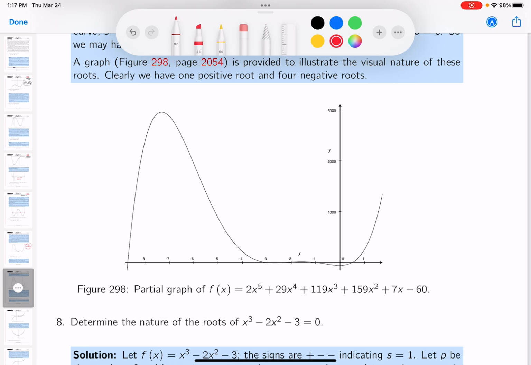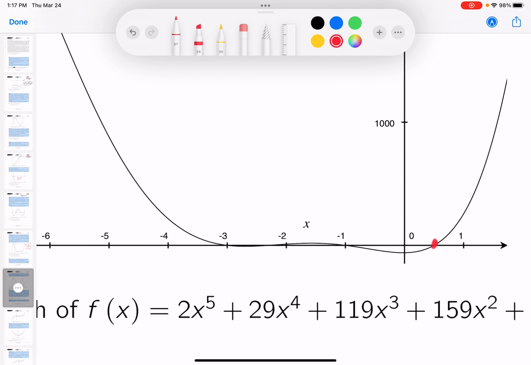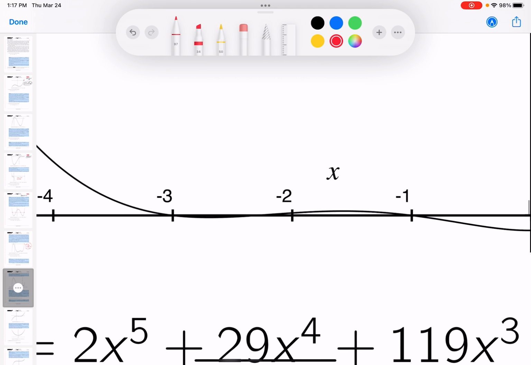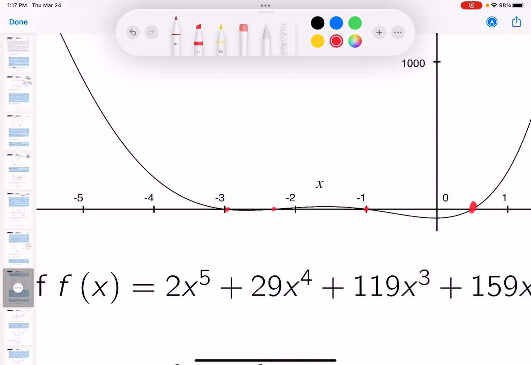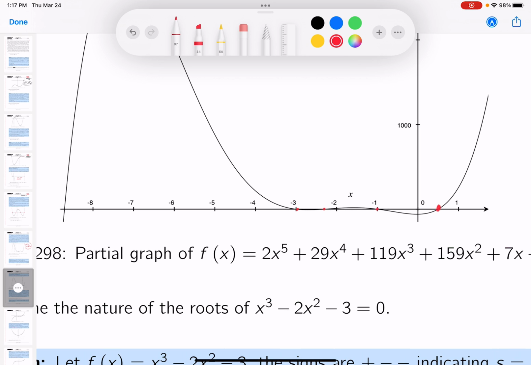I definitely see the one real positive root. Now, when you look at this over here, I know it's difficult. Zooming in, I'm seeing 1. I'm seeing 2. I'm seeing 3. All right? Now, granted, they may be hard to detect, and I'm seeing 4. All right? So what do I see of the cases? Let's go back to the cases. So I'm seeing 1 positive and then 4 negative.